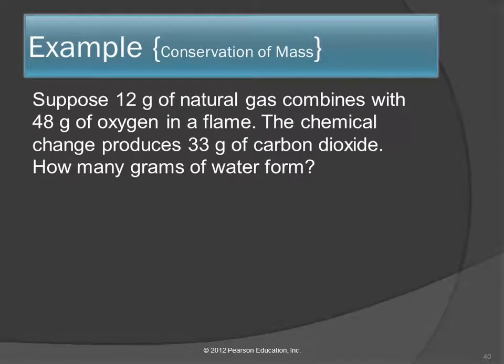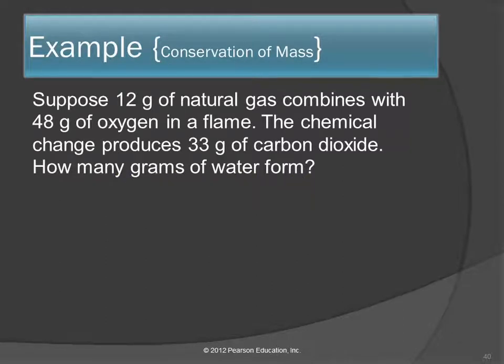Now, especially if you've had chemistry before, it's easy to take an example problem like this and make it harder than it needs to be. So let's try not to overthink this. Suppose 12 grams of natural gas combines with 48 grams of oxygen in a flame. The chemical change produces 33 grams of carbon dioxide. How many grams of water form?